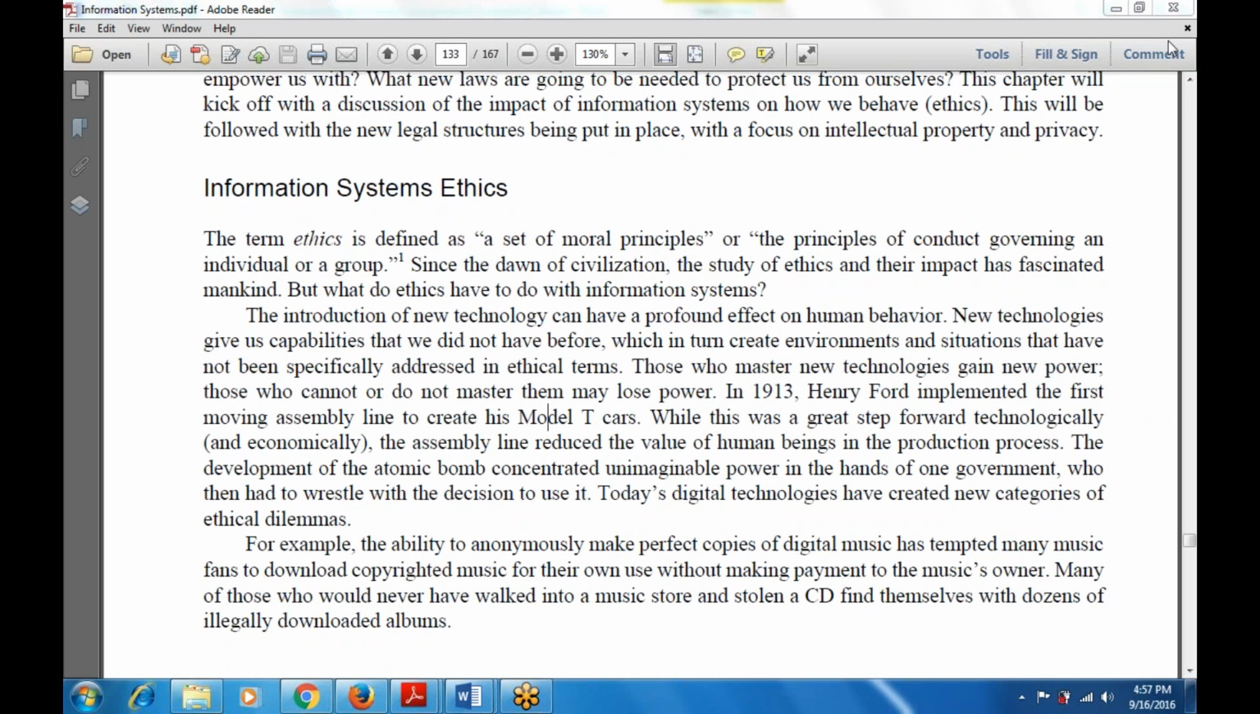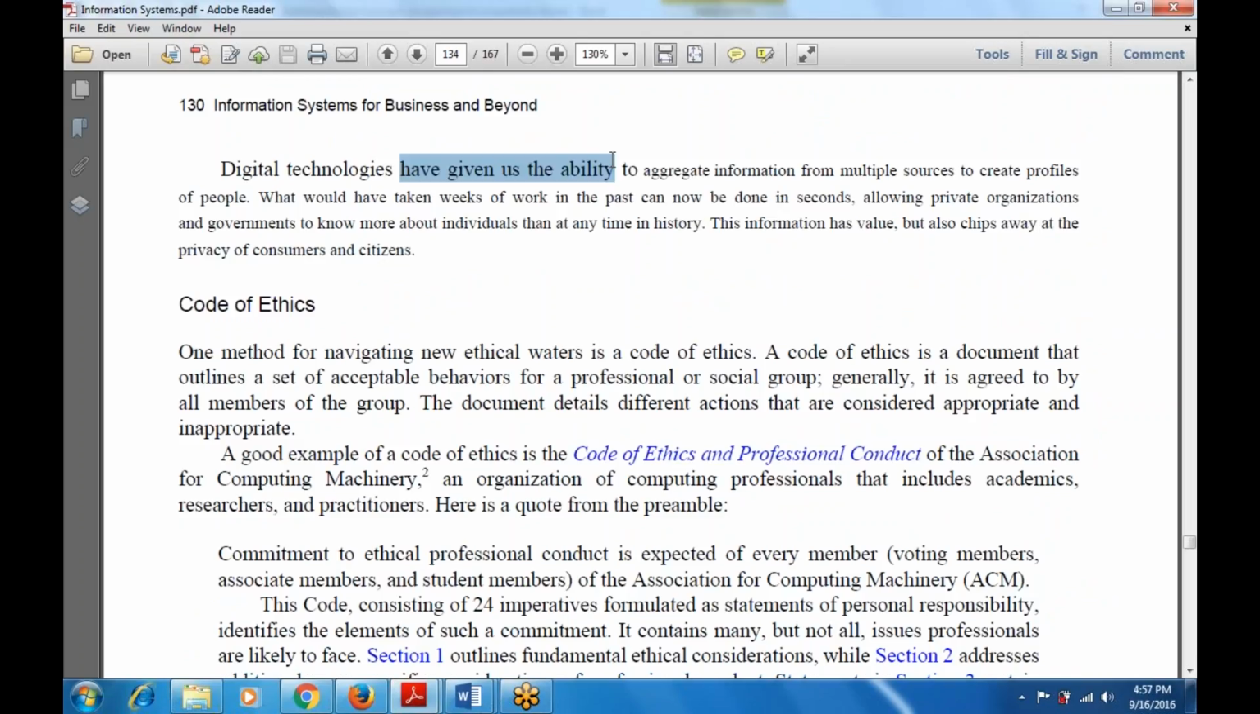So, what is the meaning of information ethics here? Digital technology has given the ability to aggregate information from multiple sources to create profiles. So that profile will be taken out as a code of ethics.